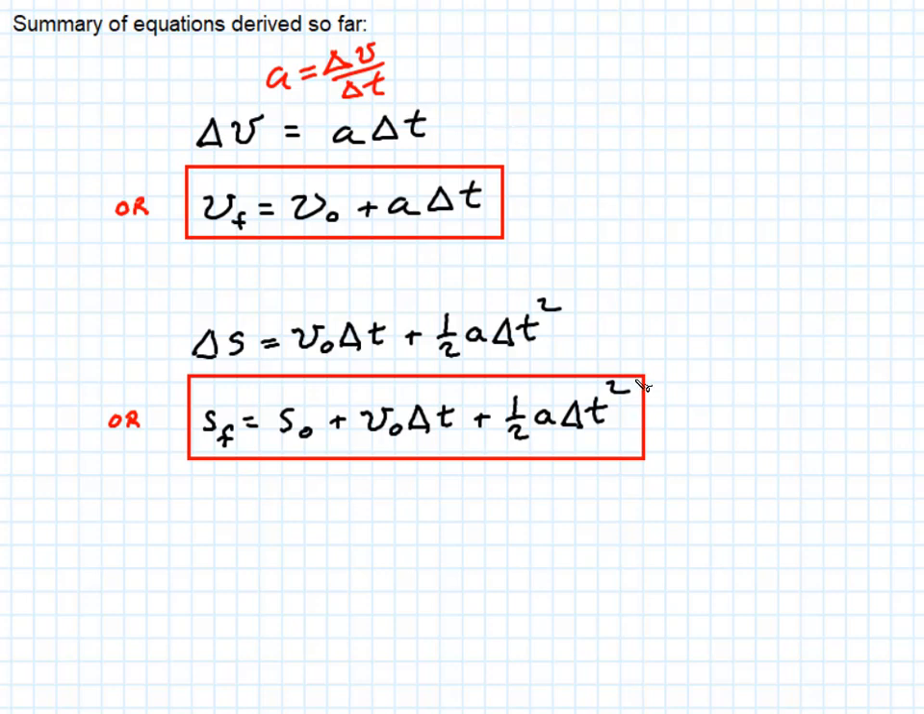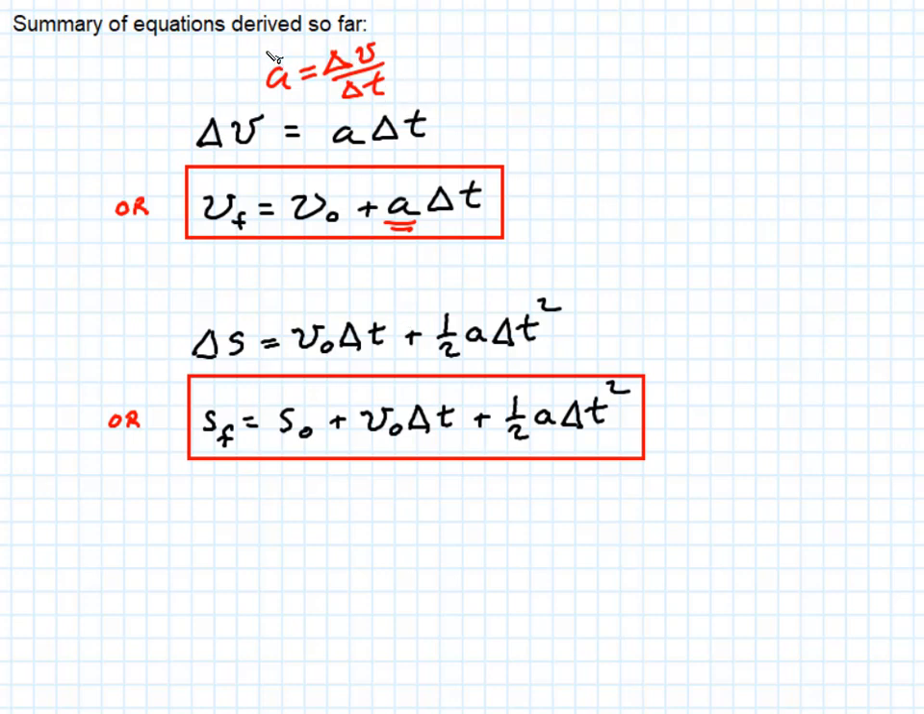So far, if we start with constant acceleration, emphasis, constant acceleration, and you know the initial velocity, and down here you know the initial position, and you know how much time has passed, you can find the velocity and the distance traveled. Notice one more thing about these equations.